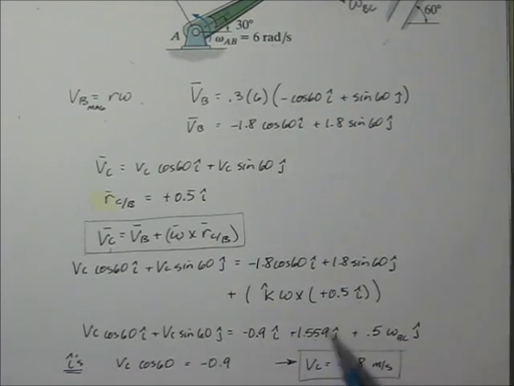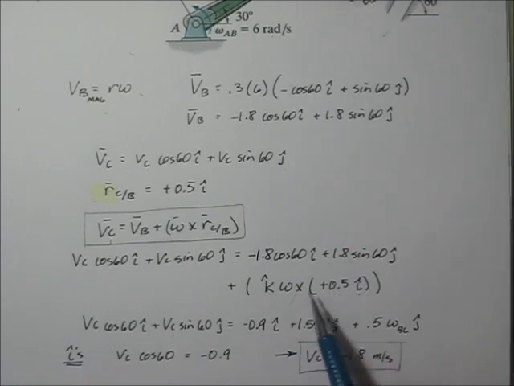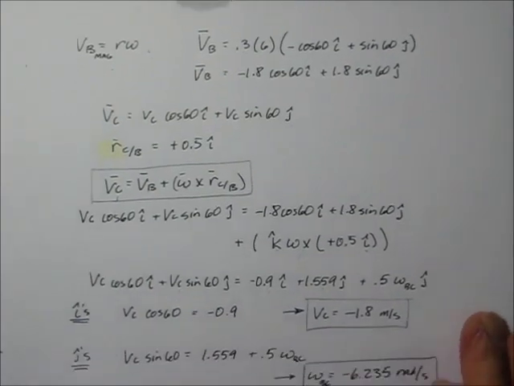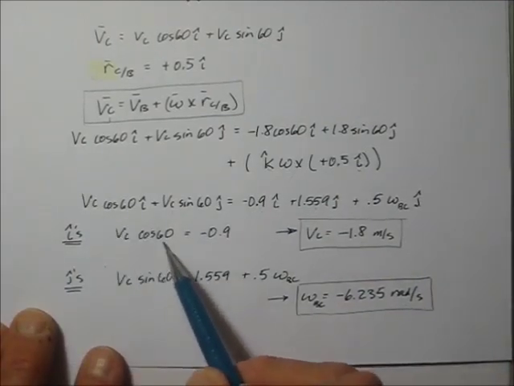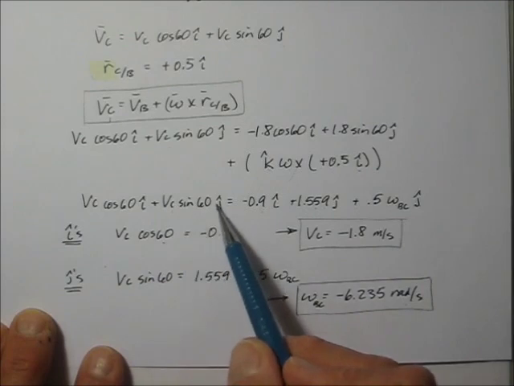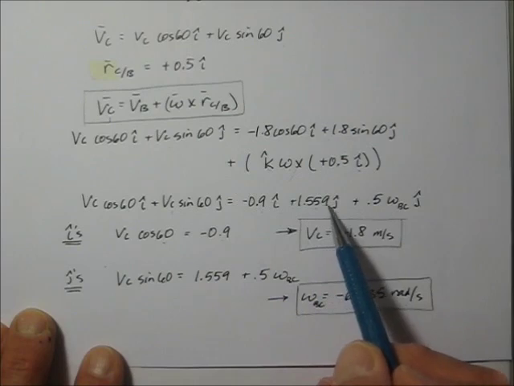All right, let's do the cross product. I'll bring those terms down. I multiplied that out. And the cross product here is going to be k cross i is j. That's positive j. And there aren't any other terms there, so I'll just say that that is going to be 0.5 omega j. All right, 0.5 omega j in that cross product. Now I can combine my i's and j's. I got an i term on this side, so I'm going to say VC cosine 60 is an i term. Nothing there is equal to negative 0.9. That's an i term. Those are both j terms.